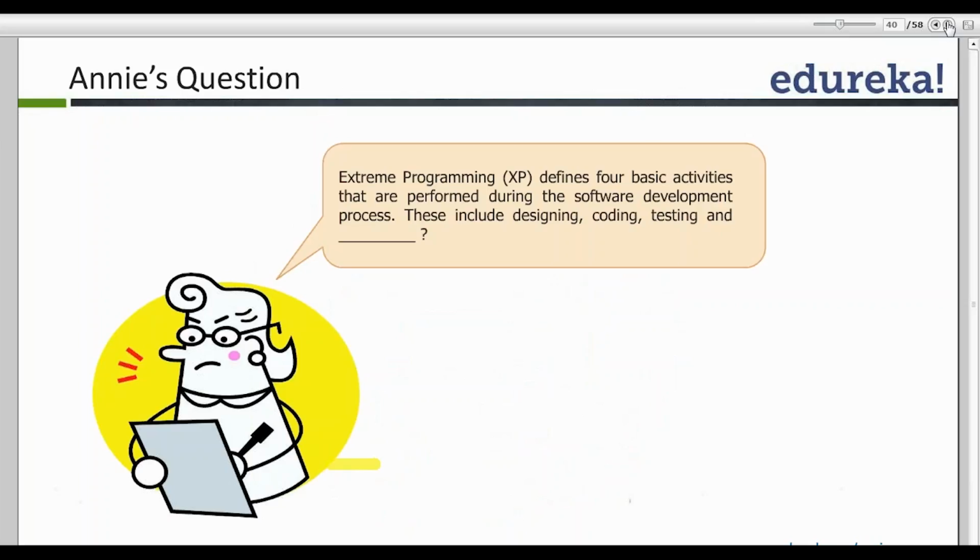Extreme programming defines 4 basic activities that are performed during the software development process. They include design, coding, testing, and what do you think could be the answer?